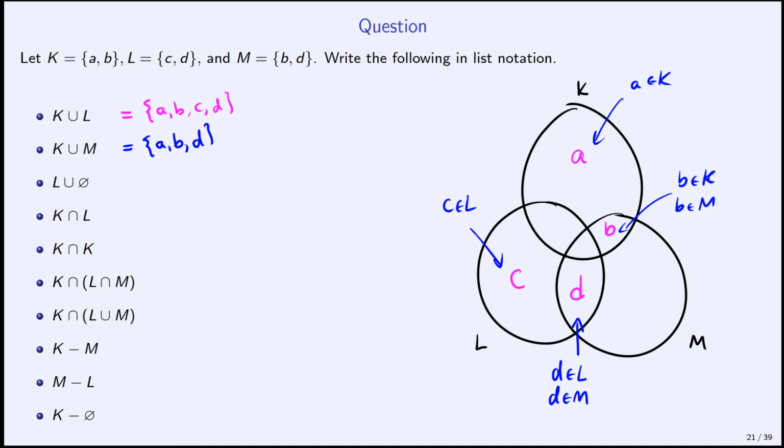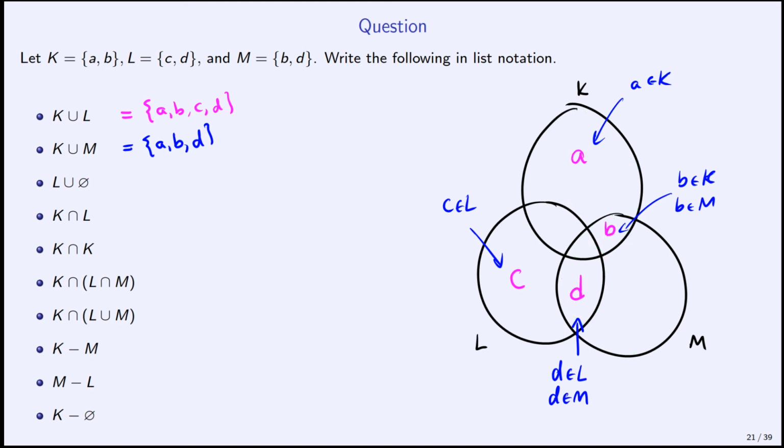On our Venn diagram to the right, basically what we're doing is we're taking everything in K. So we're taking everything that the green is covering, so there's A and B, and we're also taking everything that M is covering. So then we include D. So everything in that highlighted region is in our set K union M.